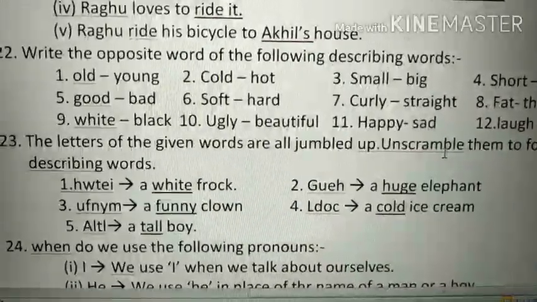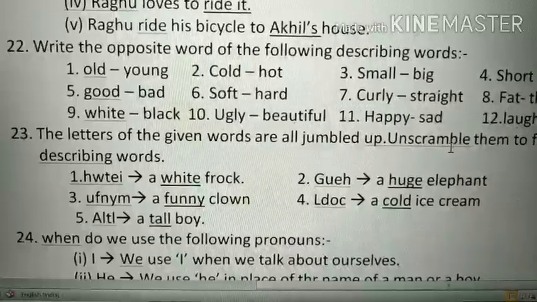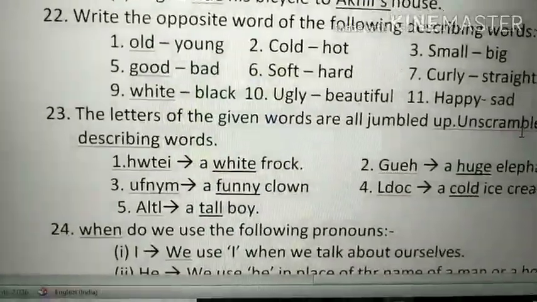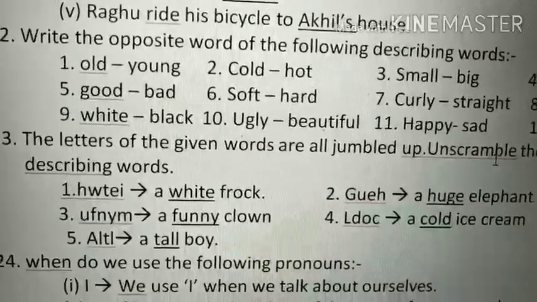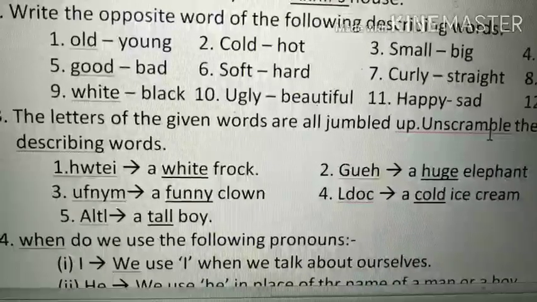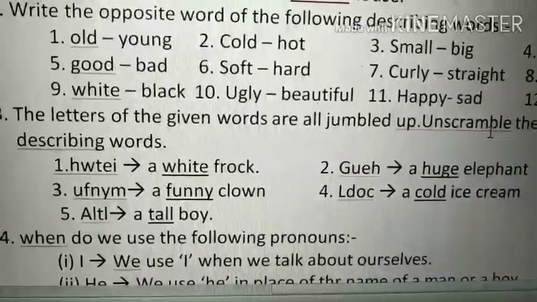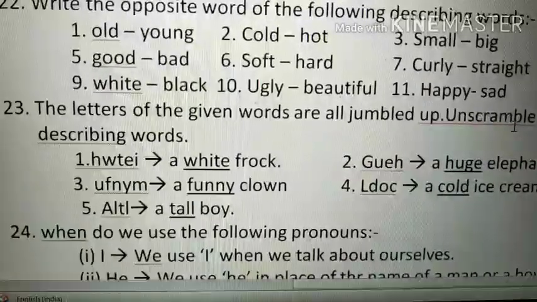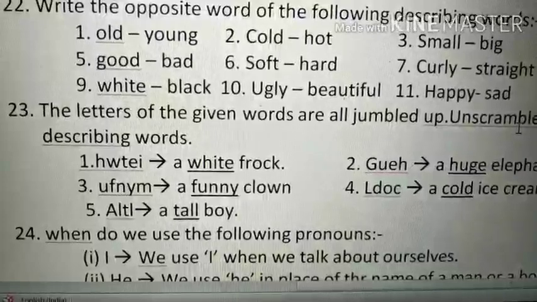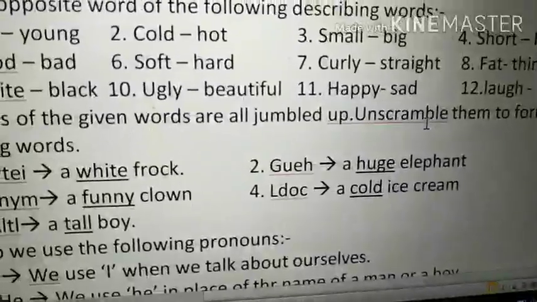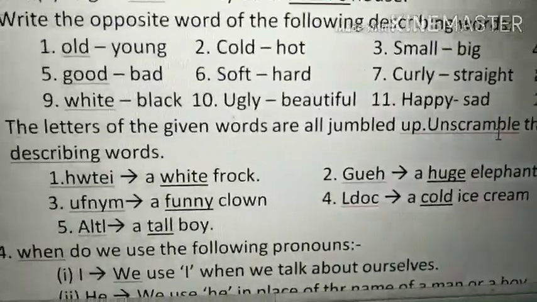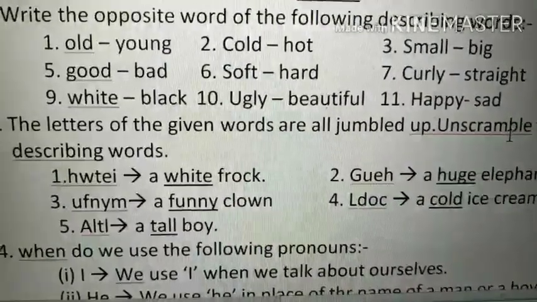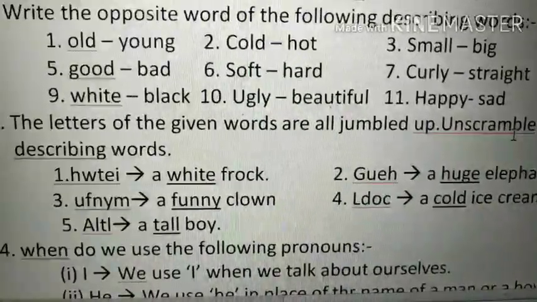Question number 23. The letters of the given words are all jumbled up. Unscramble them to form describing words. One, a white flock; two, a huge elephant; three, a funny lawn; four, a cold ice cream; five, a tall boy.